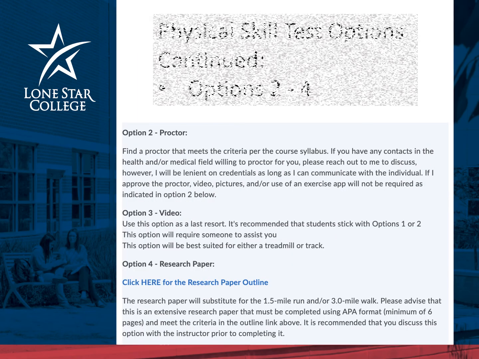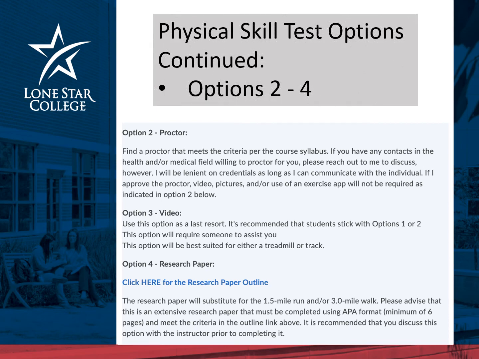Let's take a look at the remaining physical skill test options. Option 2 involves using a proctor or individual to administer the skill test for you. Refer to our course syllabus for more information about the proctor requirements. Once you review the requirements for this option, contact the instructor if you have any further questions. Option 3 involves videoing your skill test. This should be a last resort since option 1 should be an accessible option for all of you. However, if you feel like you need to pursue option 3, contact the instructor to discuss.